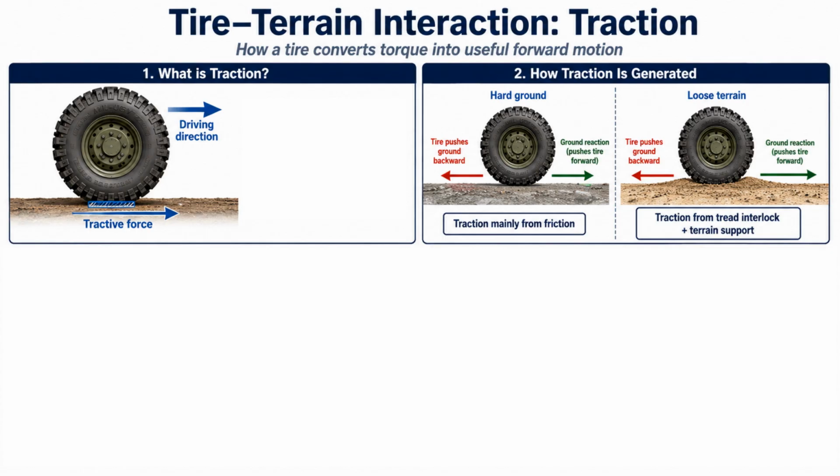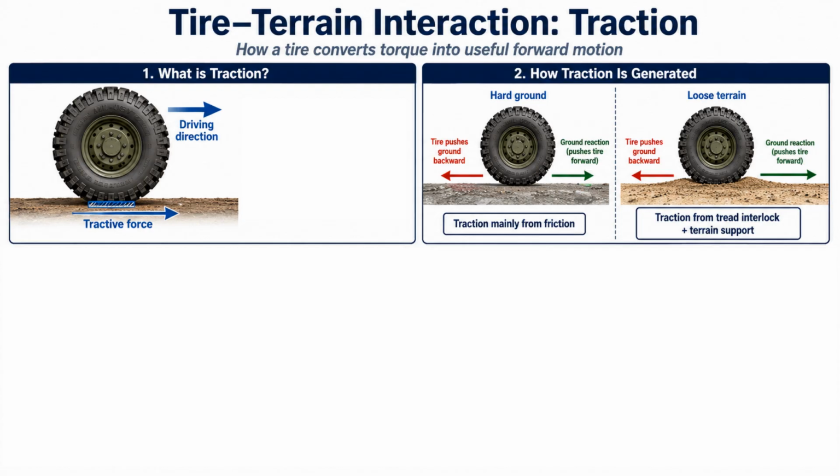This image explains how a tyre converts motor torque into useful traction. Traction is the force generated at the tyre ground contact area. It allows a vehicle to accelerate, climb, brake, and steer. Without sufficient traction, the wheel may rotate, but the vehicle will not move effectively.